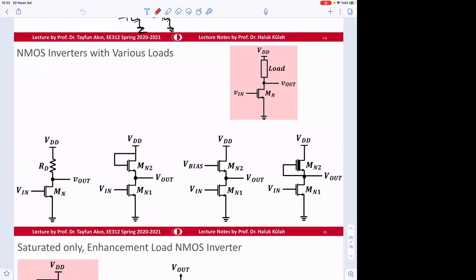Last time we have seen how to implement an inverter with the MOS transistor with the resistive load. So we call this thing resistive load MOS.